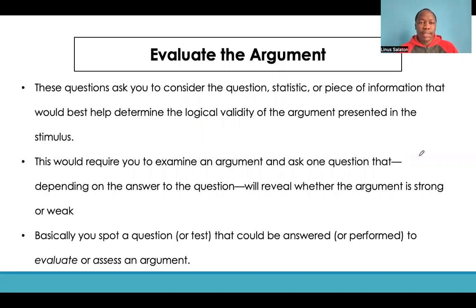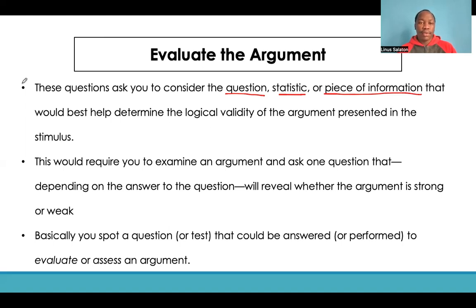Evaluate the argument question types are basically questions that ask you to consider a question, statistics or a piece of information that will best determine the logical viability of the argument presented in the stimulus. So, as you remember from the basics of critical reasoning, you'll be given a stimulus in which you'll have the premise and the conclusion that the author presents, as well as a question stem. Now the question stem will give you the question type that is being tested, and information about the question type, right? And then you have the answer choices, right?